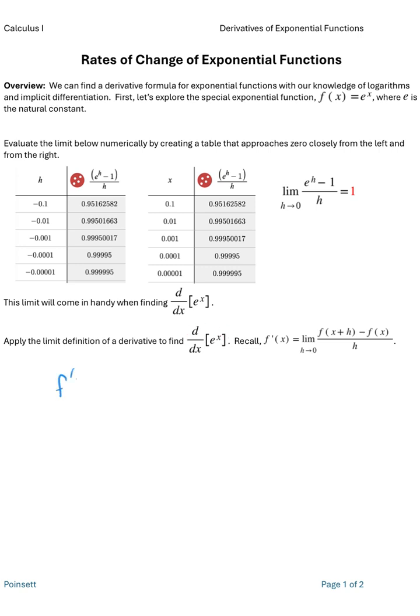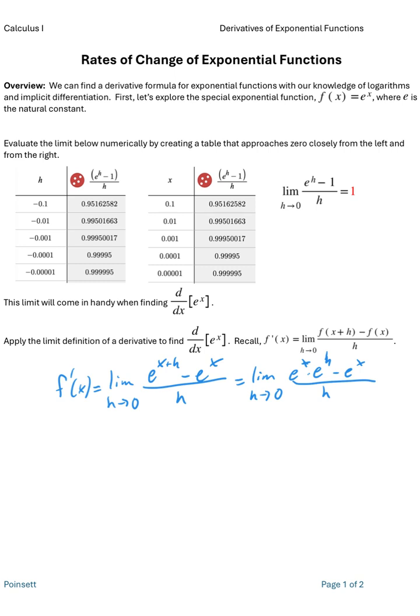So we've got f prime of x is equal to the limit as h approaches 0 of f of x plus h would be e to the x plus h, minus f of x would be minus e to the x, all over h. Now we want to rewrite this until this limit pops up in here somewhere. Well, first, e to the x plus h can be rewritten as e to the x times e to the h. That's a basic consequence of the exponent laws. So this is equal to the limit as h approaches 0 of e to the x times e to the h minus e to the x all over h.